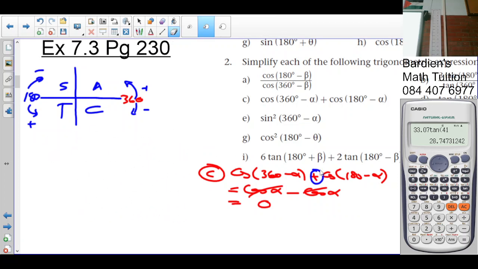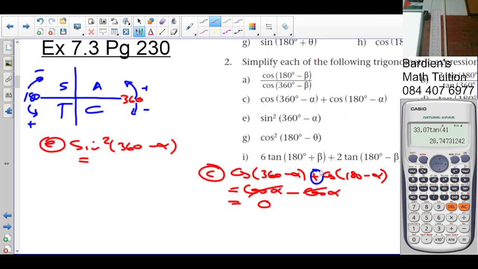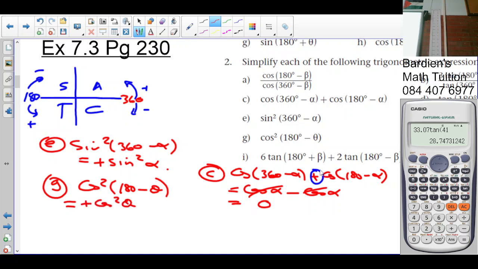Let's look at E. Sine squared of 360 minus alpha. Which quadrant is that in? Fourth quadrant. Sine positive or negative? Negative. But because of the square it will remain positive. So it's positive sine squared alpha. Let's look at G. Cos squared of 180 minus theta. 180 minus theta, which quadrant is that? Second. Cos positive or negative? Negative. Because of the square it remains positive. Positive cos squared theta.